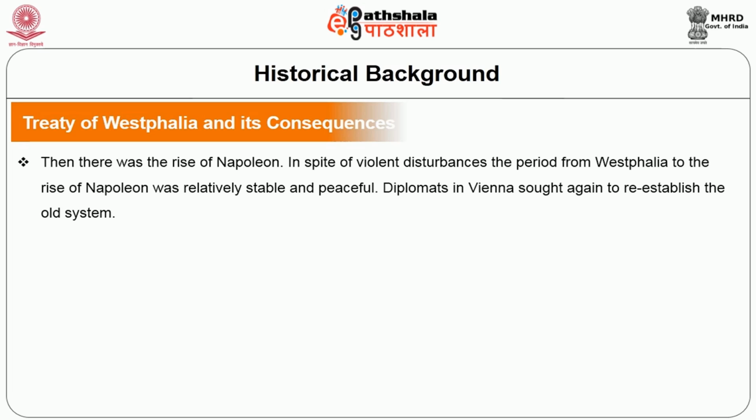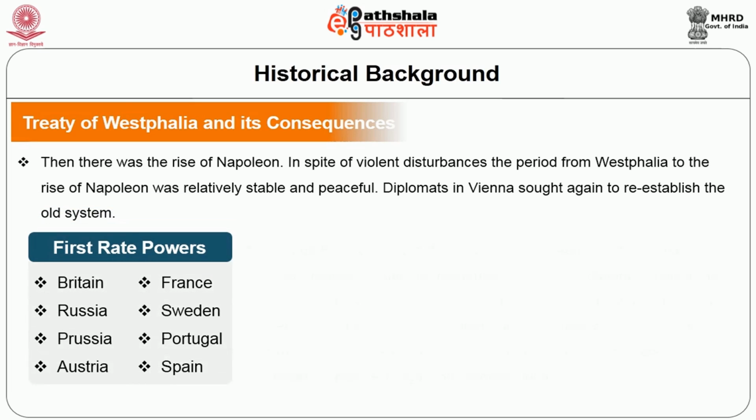Diplomats in Vienna sought again to re-establish the old system. At this time, 8 states were considered as first-rate powers. These were Britain, Russia, Prussia, Austria, France, Sweden, Portugal, and Spain.